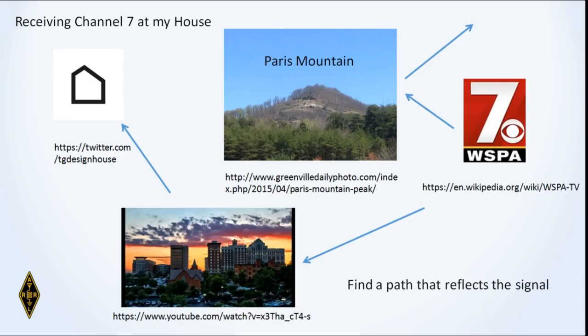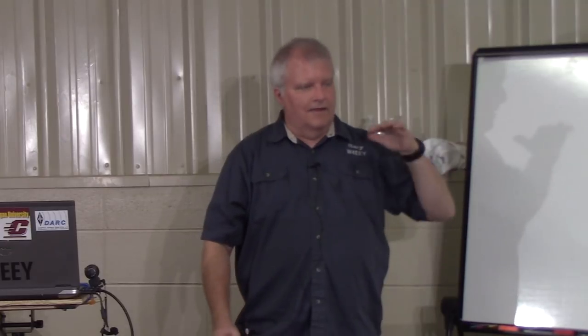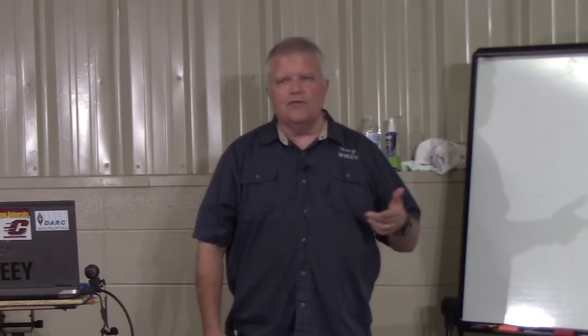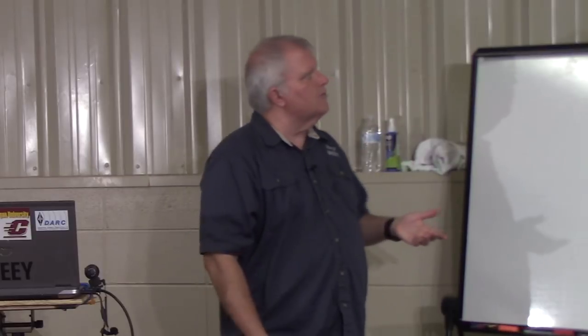I had a problem at my house near Furman University before they put a translator on Paris Mountain. I couldn't receive the Channel 7 signal from the Spartanburg area. It's on a mountain. Paris Mountain was in the way. And so how the heck am I going to receive Channel 7? I'd like to be able to receive that. Well, I found I had an antenna on the roof of the house that if I turned my antenna toward downtown Greenville, I would be able to receive reflected signals from the buildings in downtown Greenville, and I'm able to receive Channel 7. So that's VHF and UHF there as well. So you can look for a path that might get the signal there, either through refraction or reflection.